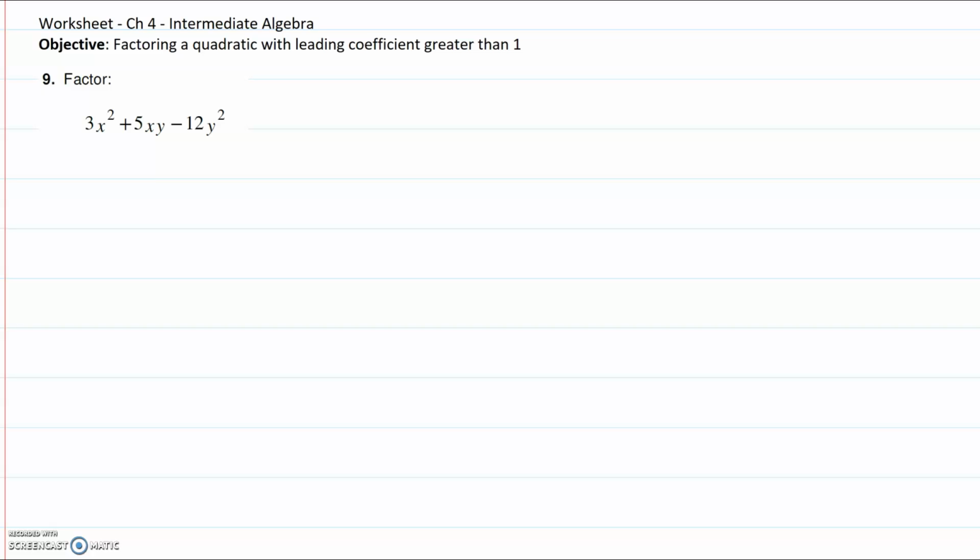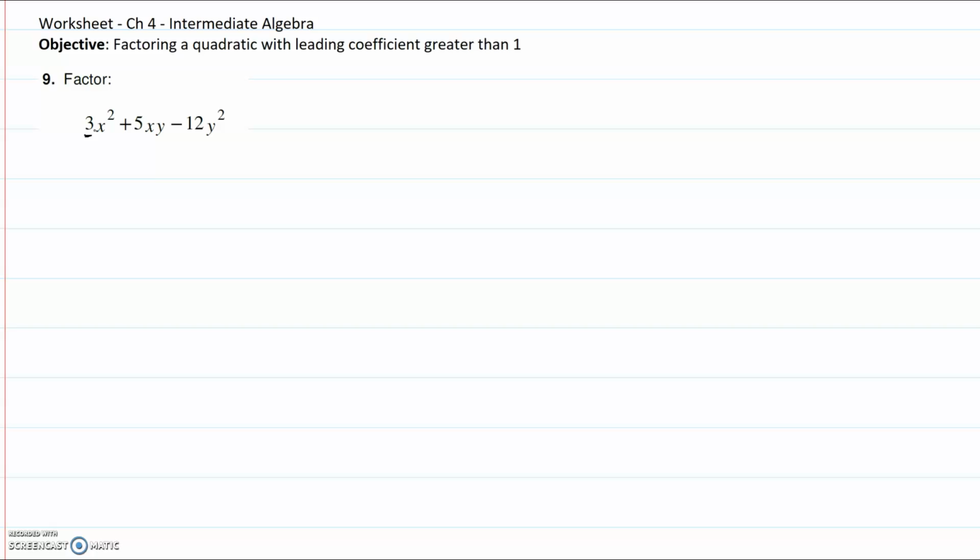Hi, in this video, I will be showing you problem number 9 of the worksheet on chapter 4 for the intermediate algebra class. Objective: factoring a quadratic with leading coefficient greater than 1. Factor: 3x squared plus 5xy minus 12y squared. Note that the leading coefficient here is a 3, which is more than 1.